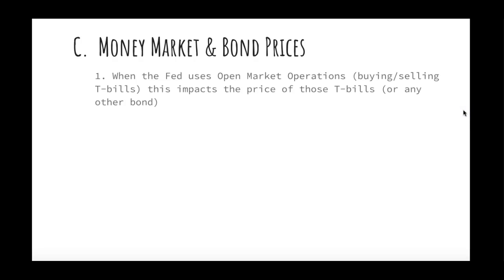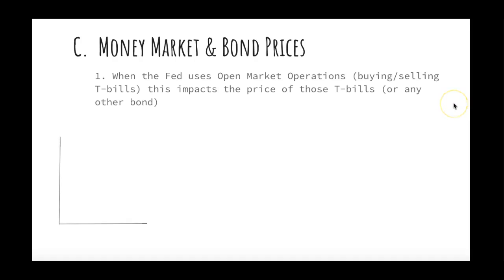So here's what this means for us. When the Federal Reserve uses open market operations, remember, that's the buying and selling of treasury bills, this impacts the price of those treasury bills or any other bond out there that is issued by the Federal Reserve. So we've got to talk about how that impacts the price.